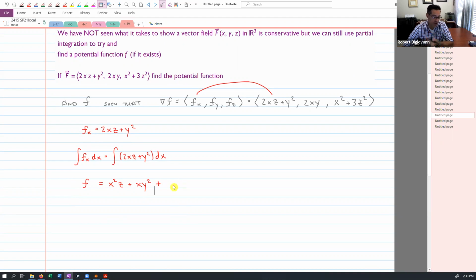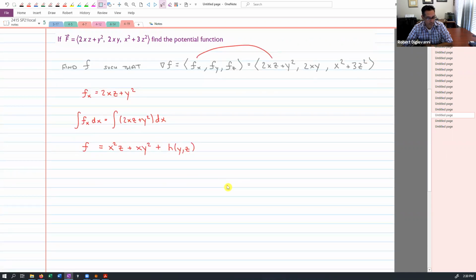We could have something with just y in it. We could have something with just z in it, or we could have something with both y and z in it. Just can't have x in it. So I'm going to put here h, some function of y and z, like a surface almost, right? Function of two variables. Okay, so far we know little f, but we're off by an entire function of two variables, perhaps.